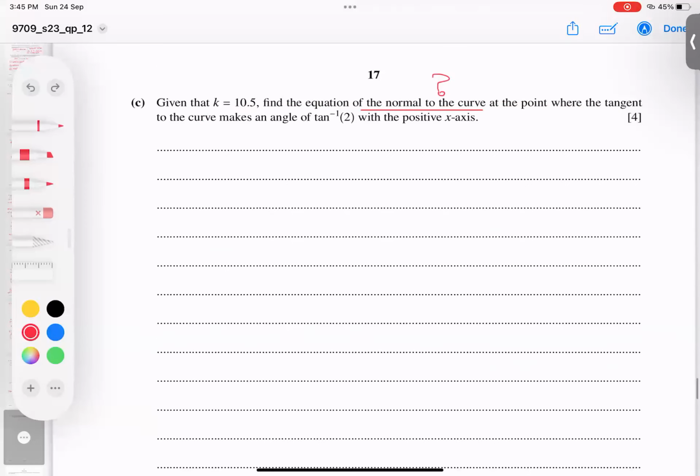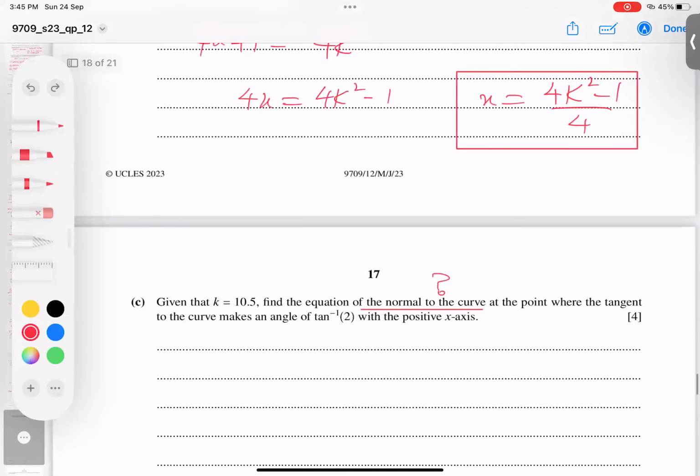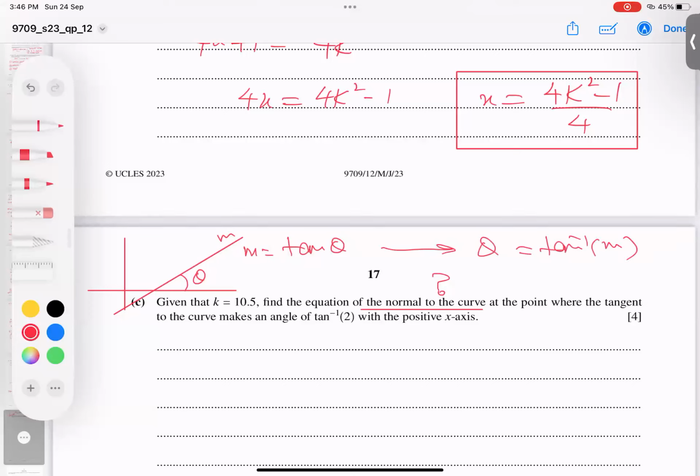Before I start, I tell you one formula. Whenever any line makes an angle theta with its gradient, we have a fixed formula: tan theta equals the gradient, or I can say m equals tan theta. If tan goes to this side, theta becomes tan inverse of m. So, short story, if you compare this with that, what is 2 called? It is a gradient.